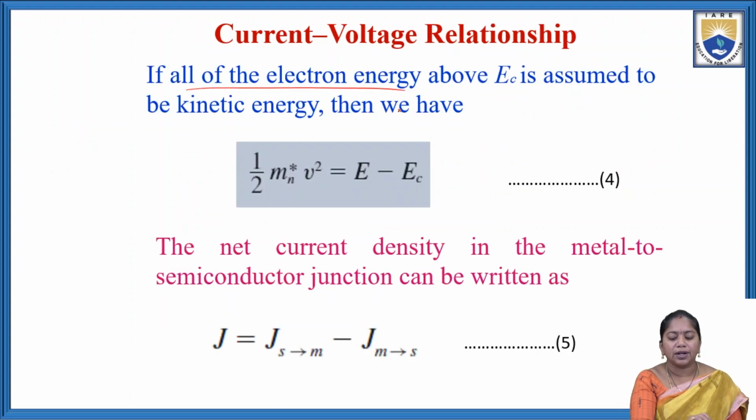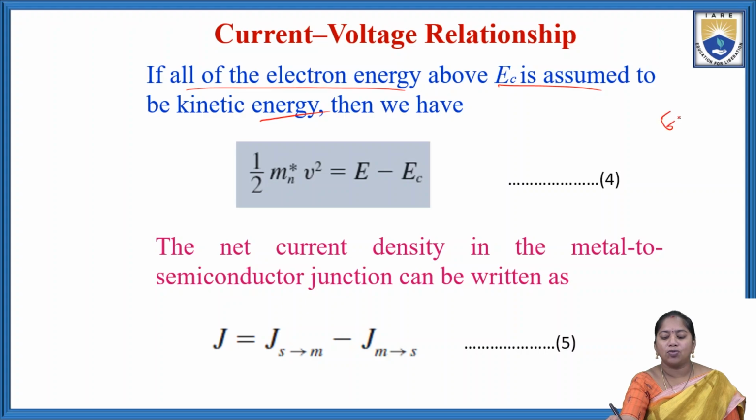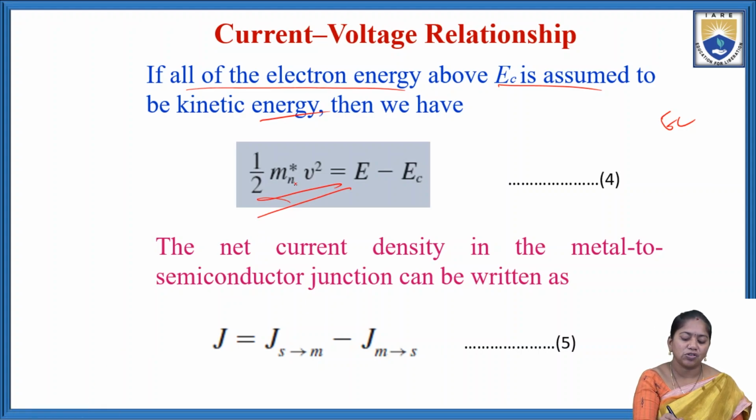So if all of the electron energy above EC is assumed to be kinetic energy, generally we can write the kinetic energy as half m v square. Here we can write half mn star v square equal to E minus EC.